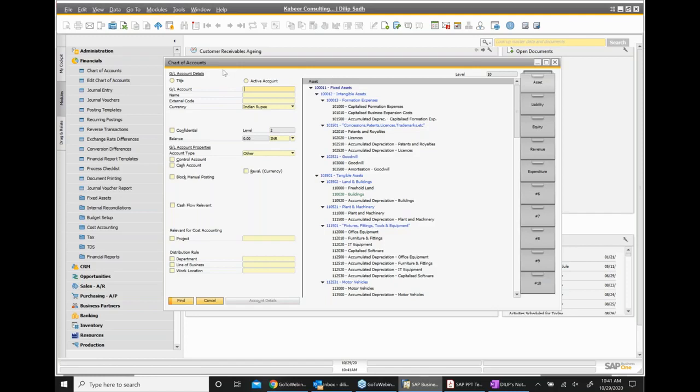Here, in the chart of account, we can have something called different buckets: assets, liability, equity, revenue, expenditure. So all these different buckets are there, and the way they are structured has influenced how the system is going to read your balance sheet and profit and loss account.